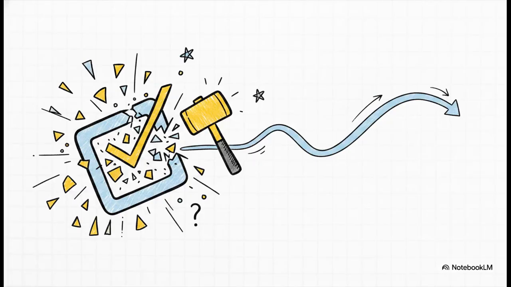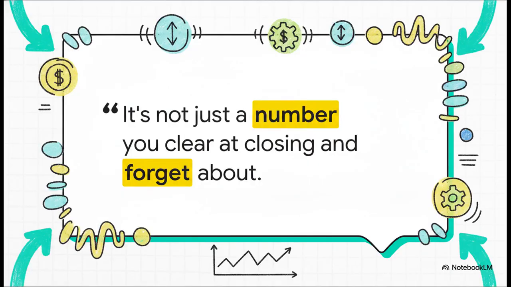Section 3, a moving target. Now, there is a massive myth in real estate investing that DSCR is just a little checkbox you clear at the closing table. Honestly, it's time to shatter that misconception. Listen to this. It is not just a number you clear at closing and forget about. The reality of multifamily operations is that your debt service coverage ratio is a living, breathing metric. It is constantly moving throughout the entire hold period simply because your net operating income is constantly changing.